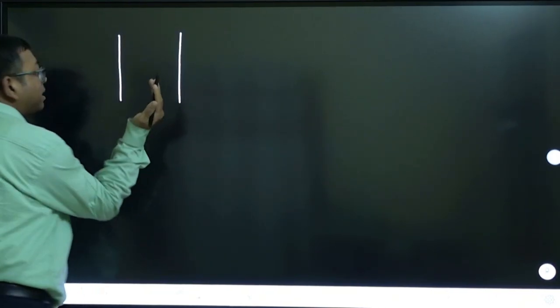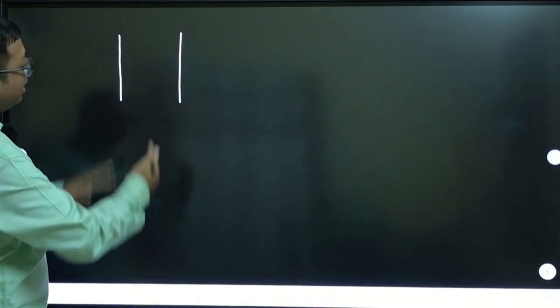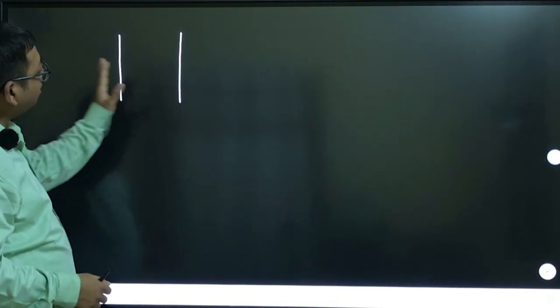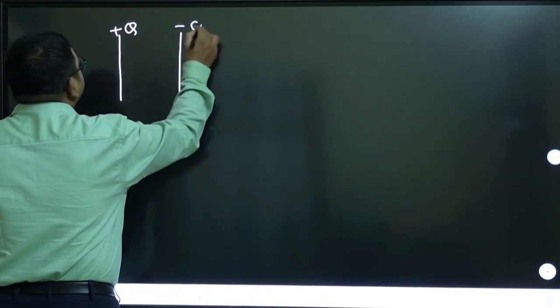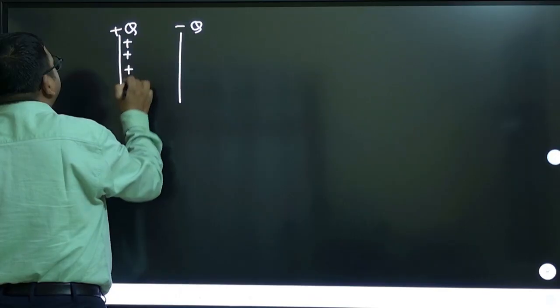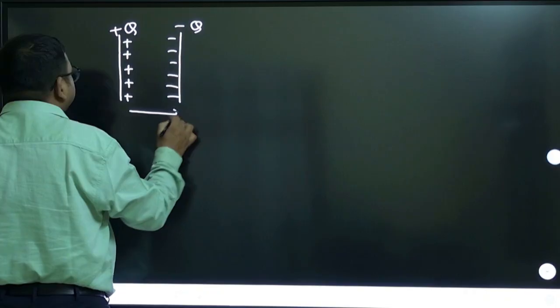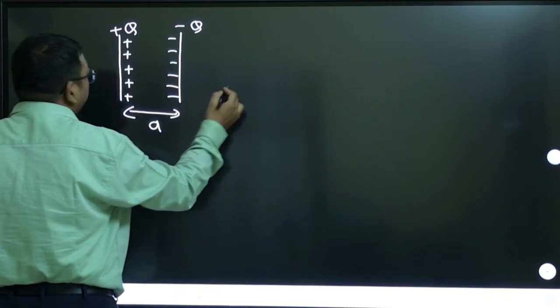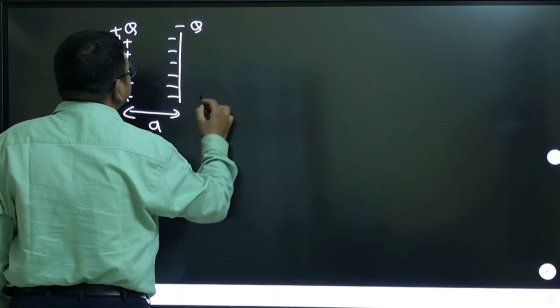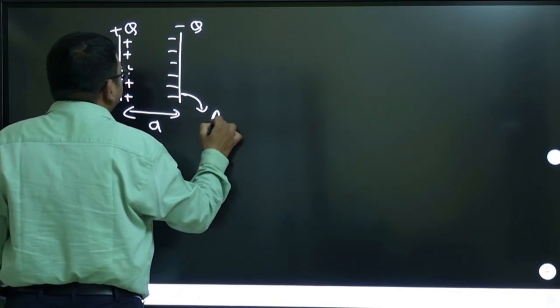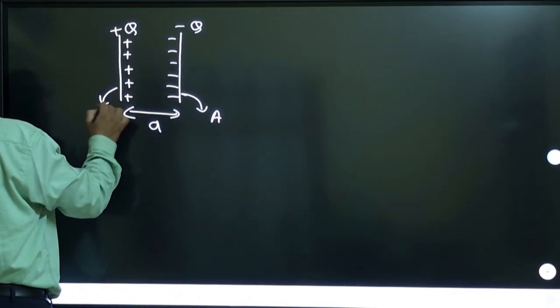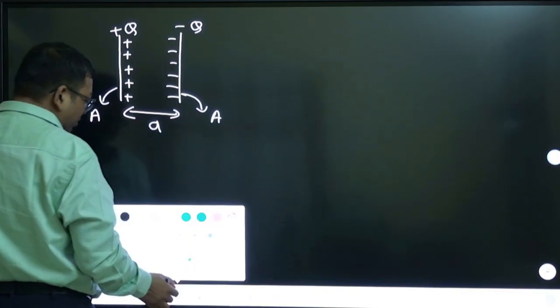A parallel plate capacitor is like two plates. I will represent these two plates flat like a line, because when you see from the front it will look like this. So it has plus q charge and it has minus q charge, and the charges are on the inner surface because of induction. Let's say the distance between them is d, and the plate has some cross-section area A, the same for both. How to calculate the capacitance of this?